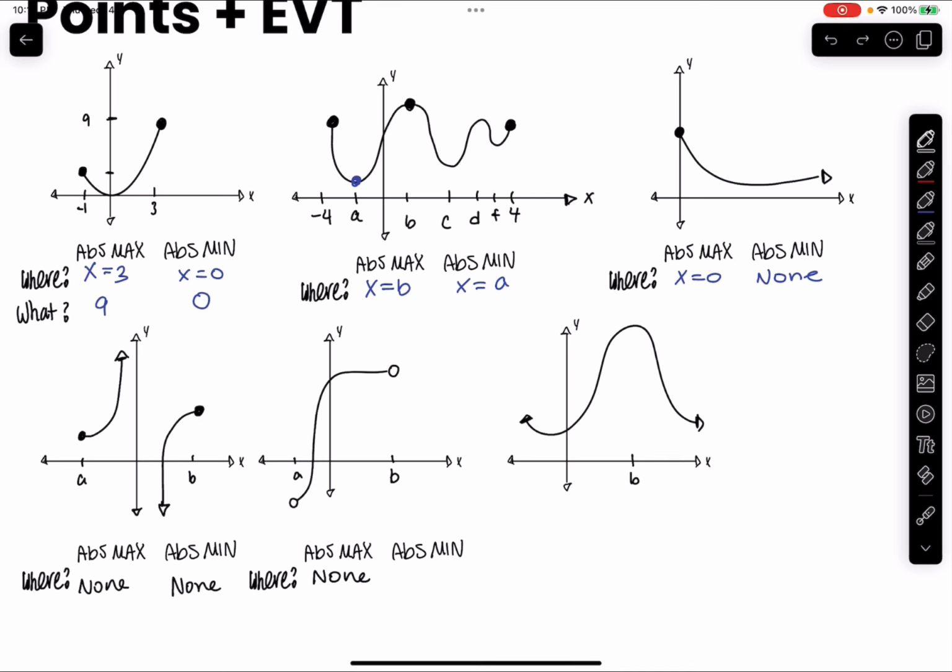Same thing for the absolute minimum. Ask yourselves, where is the lowest point on this graph? I mean, you draw a line through, it's most definitely the lowest point, but it's not defined in the function. It's not included in the function, so there is none.